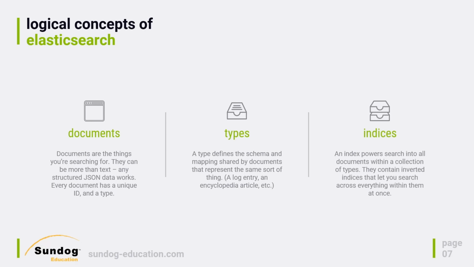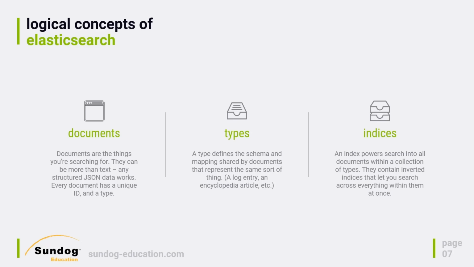Finally, there's the concept of an index, which is a collection of types, and it is basically an entity that you can search across. So if you need to search across multiple different types potentially, then you'd want to make sure that all those types are contained within the same search index. So an index is sort of the highest level entity that you can query against in Elasticsearch. And it can contain a collection of types, which in turn contain a collection of documents.